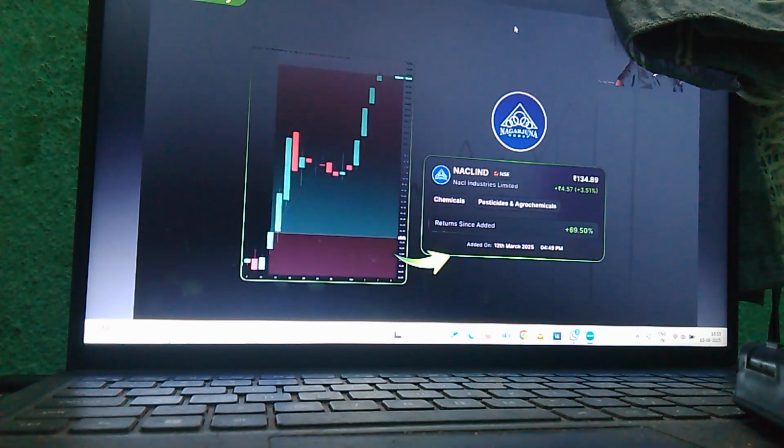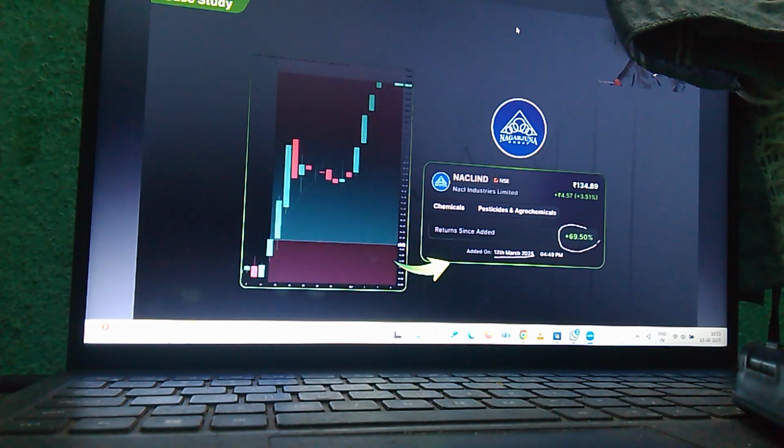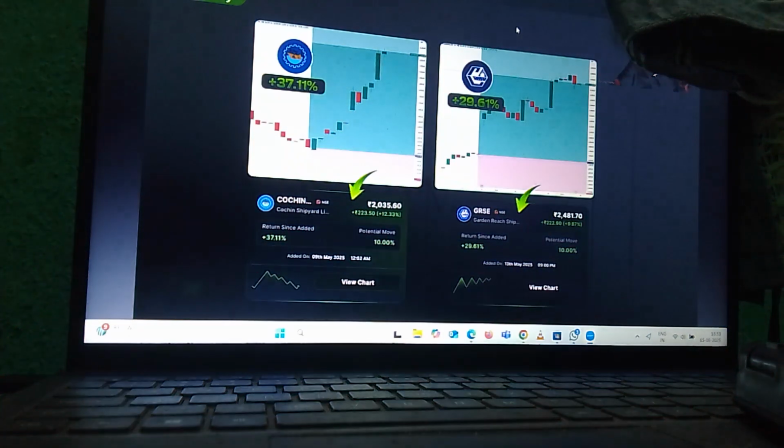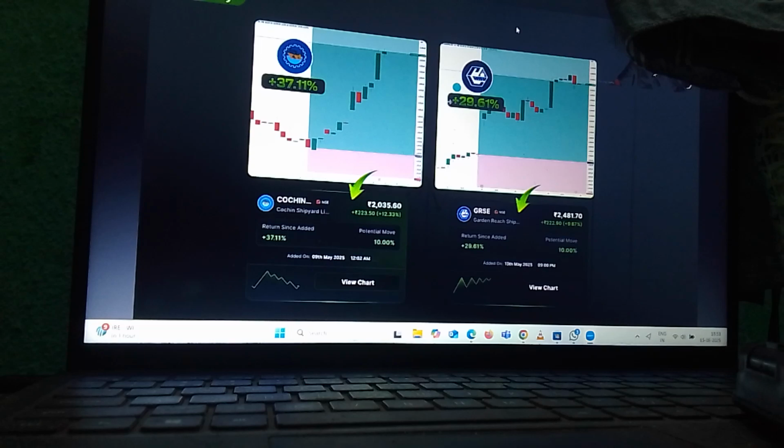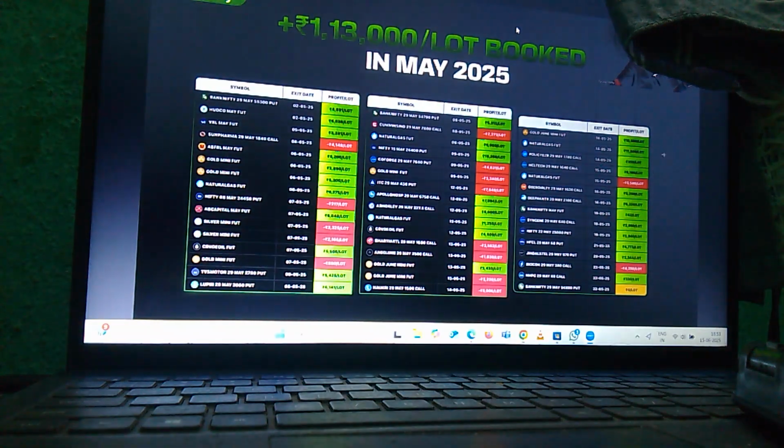This is another example of NACL Industry. It's a pesticide and agrochemical stock. And from March 2025, you can see over here from 12th March 2025, we captured like a 69.5% move in NACL Industries. Again, that's the power of getting in with the institutions. Cochin Shipyard, Garden Reach Shipbuilding, both of these defense stocks, we were able to capture 37%, 29%, and all done very very recently.